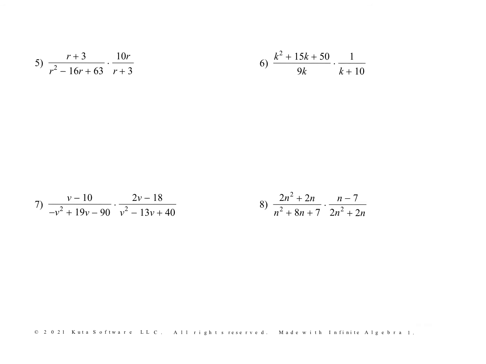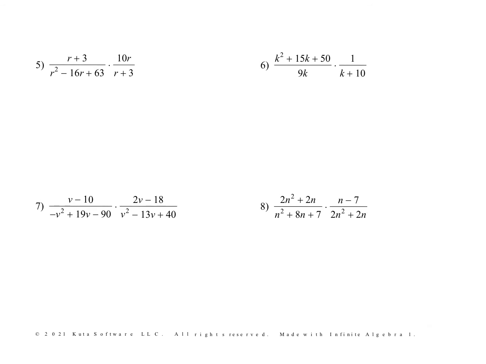Alright, let's get to some fun stuff. Now with these problems, we're going to go back to the first lesson, and remember, you're going to have to factor. So for number 5, I'm going to have to factor my denominator. So I'm going to rewrite this as r minus 9, r minus 7. Alright, and there is our rewrite. So now I'm going to check to see if anything can simplify. Well, I have an r plus 3 in the numerator and an r plus 3 in the denominator.